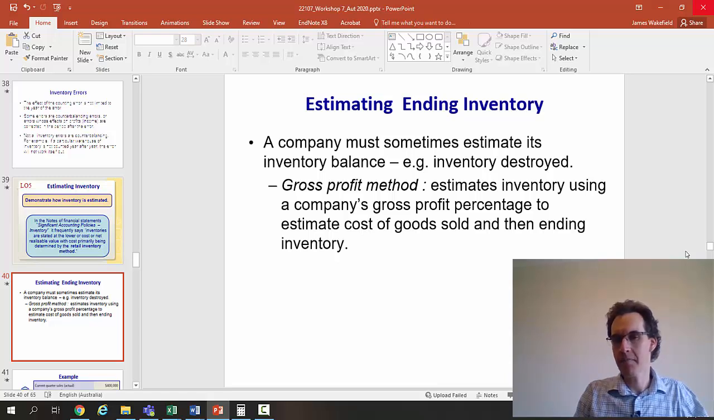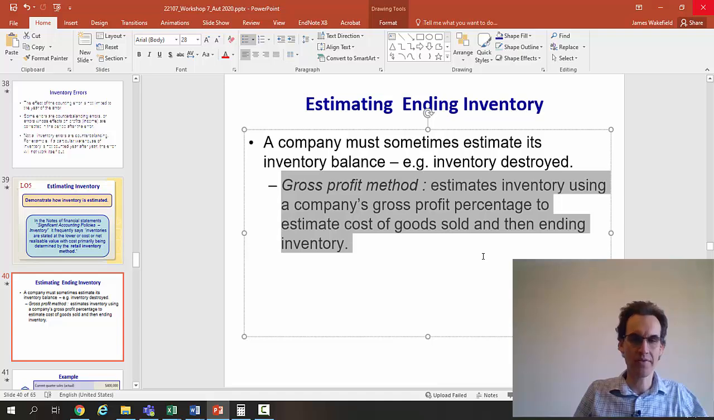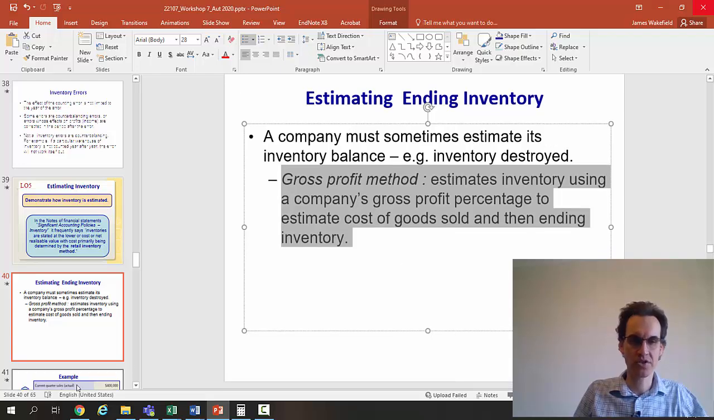Now sometimes businesses need to estimate an inventory balance. So for example, inventory could get destroyed in a fire or could be stolen. And so therefore the business needs to be able to recalculate what inventory they might have had on hand. So to do this, we use what's called the gross profit method. It estimates inventory using a company's gross profit percentage to estimate the cost of goods sold, and then we can determine what the value of the ending inventory was from that. So let's apply this and see how this actually works.